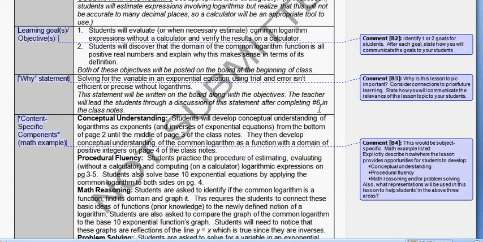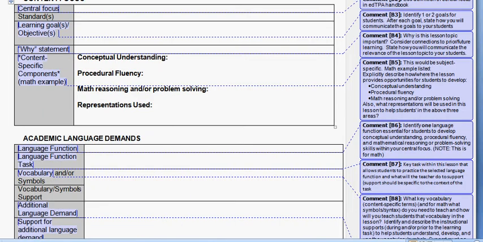But if there needs to be a discussion because the why statement isn't necessarily something they would understand, you might have a discussion about that as part of your lesson plan. But certainly you need to make sure the students understand why they should care about this lesson topic.